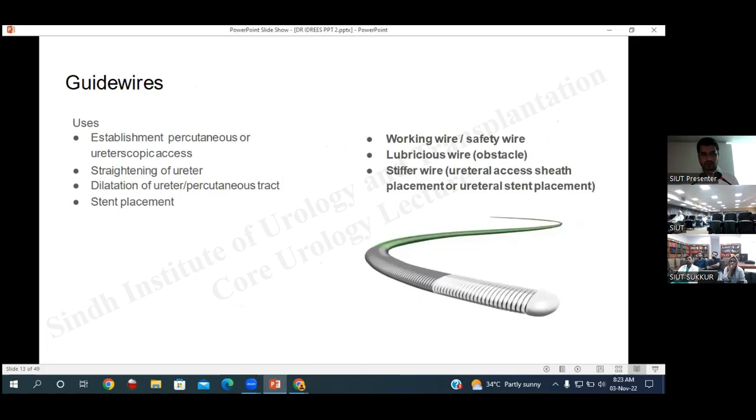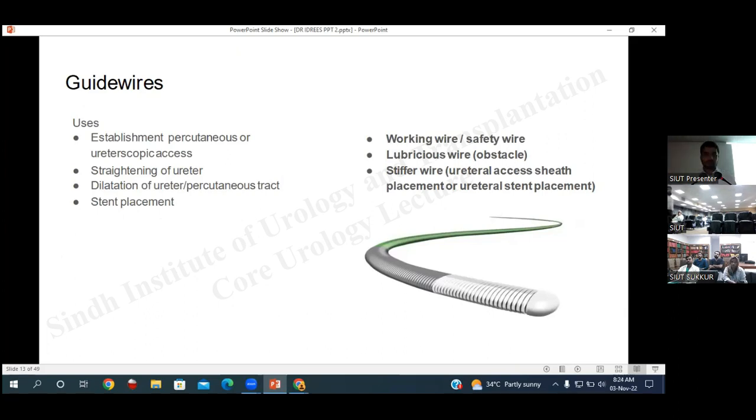Now, guide wires. Guide wires are used for ureteric access, straightening of the ureter, dilatation of the ureter, and for making the percutaneous tract and stent placement. Guide wires are working wires or safety wires, lubricious wires, also called glide wires, and the stiffer wires are used for the stent placement or ureteral access sheath placement.